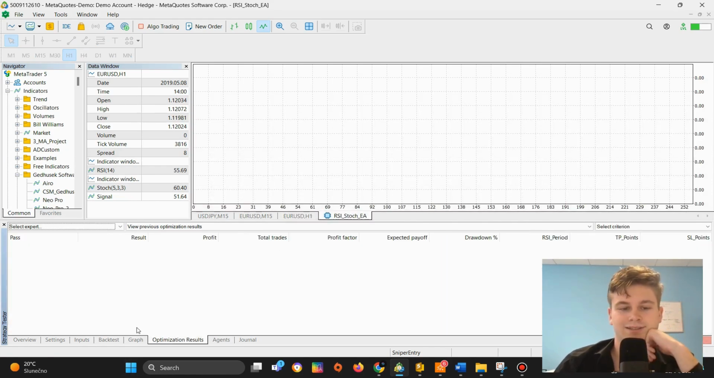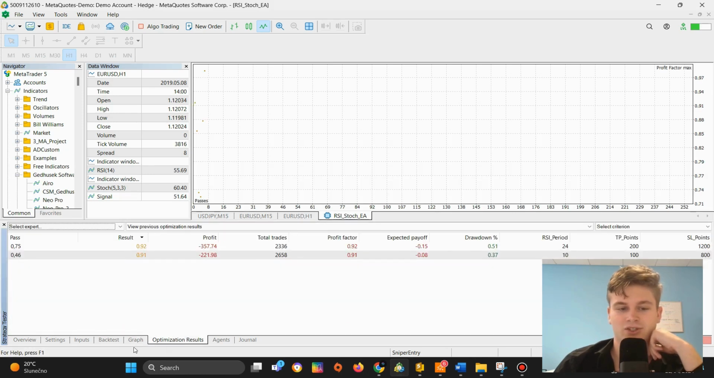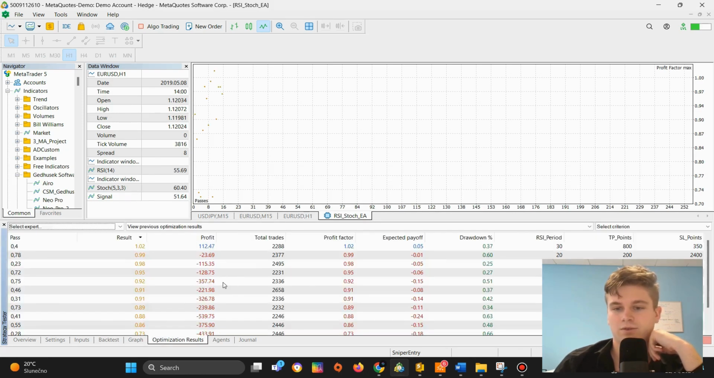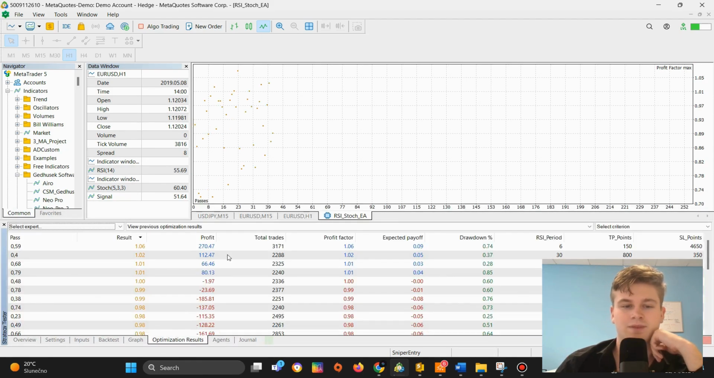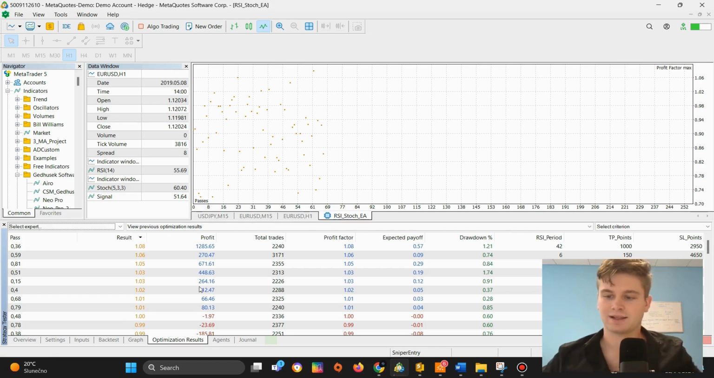Let's see what happens in the optimization results. So we started optimizing, and yeah, there are some profitable combinations. So this might be interesting. Let's wait for the optimization to finish, and then we can assess the performance.